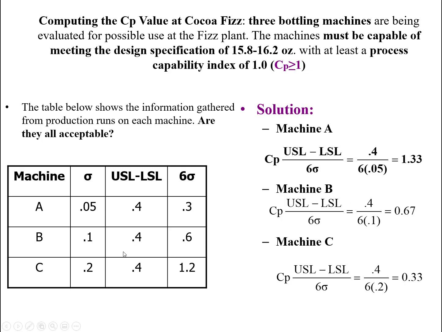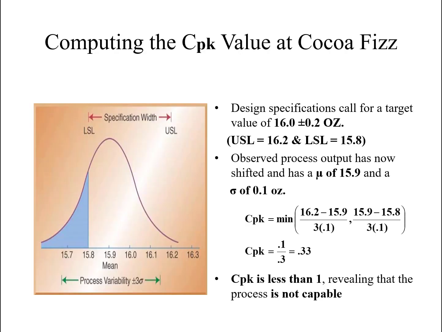Machine B, the data are given. So when you put these values in the CP formula, you will get 0.67. So machine B is not capable for 3 sigma. Machine C is also not capable. Even it is maybe not capable for 2 sigma. You can also check it for 1 sigma. It will be capable for 1 sigma. So in this way, you will calculate the 6 sigma, 3 sigma and 4 sigma.